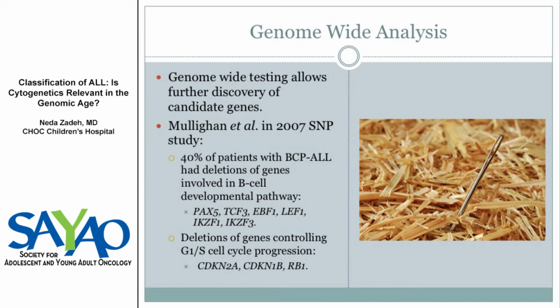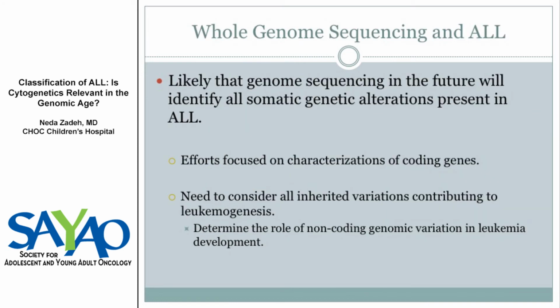In childhood B-cell ALL, most likely genes involved in both B-cell developmental pathway as well as cell cycle progression processes are what we think really trigger the development of ALL. Although identifying new candidate genes, in my opinion, can sometimes be likened to looking for a needle in a haystack, I think we're going to get there. So I think genome sequencing within the next few years, maybe I'm optimistic, but I think we'll identify all somatic genetic alterations that are present in ALL.